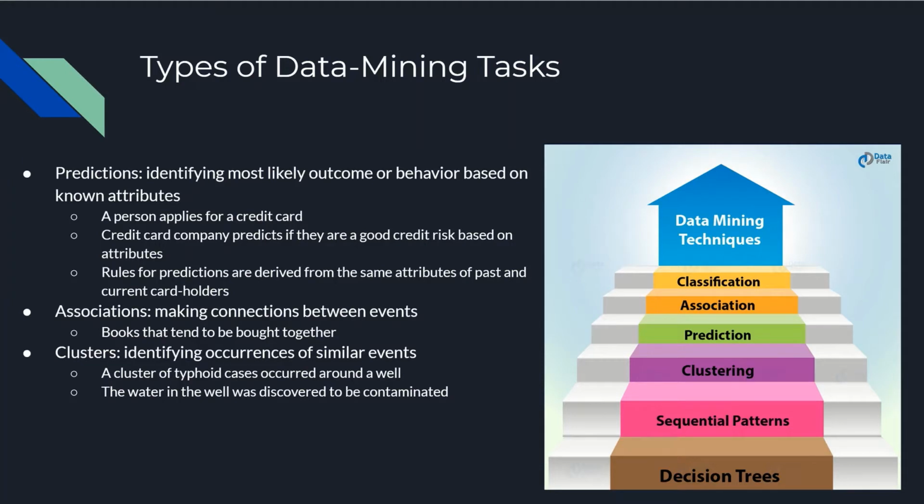There are different types of tasks associated with data mining. Those are predictions, associations, and clusters. Predictions are identifying the most likely outcome or behavior based on known attributes, such as if a person applies for a credit card, the company would like to predict if they're a good credit risk based on attributes such as their age, income, current debts, and debt repayment history. The rules for the predictions are derived from the same attributes of past and current cardholders.